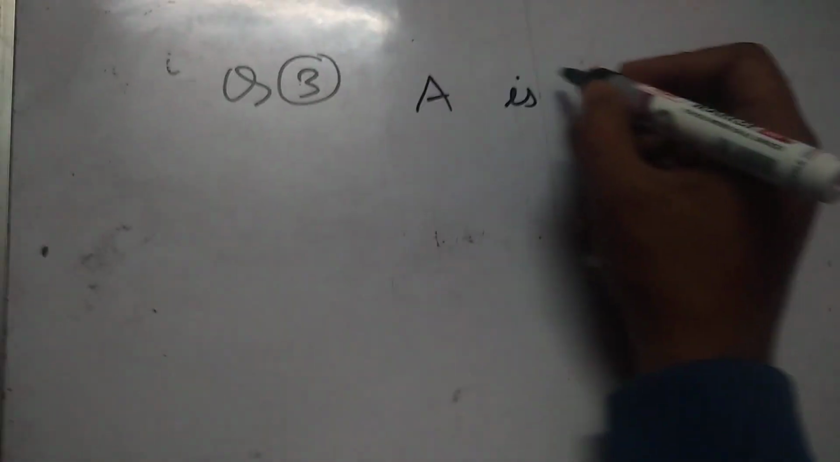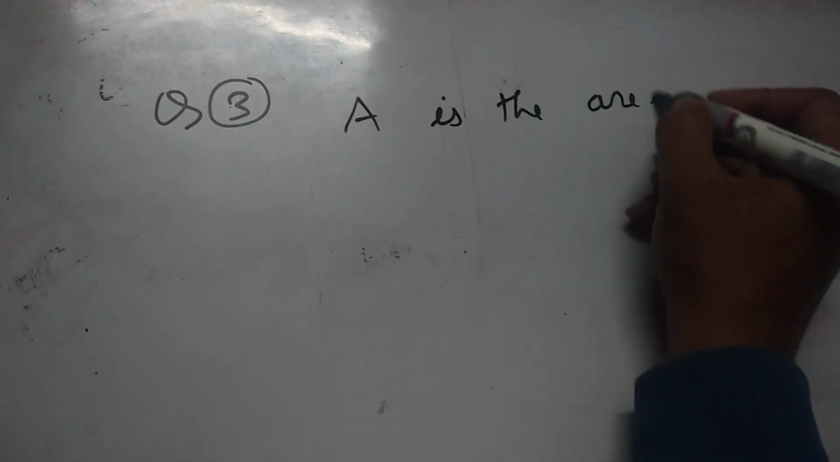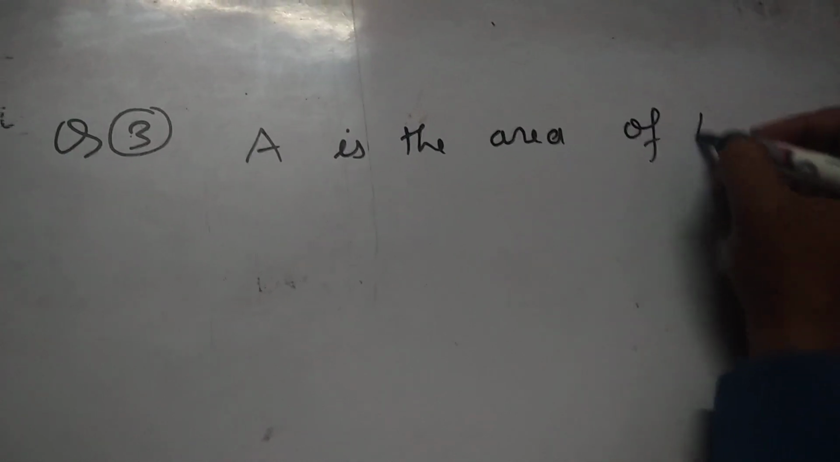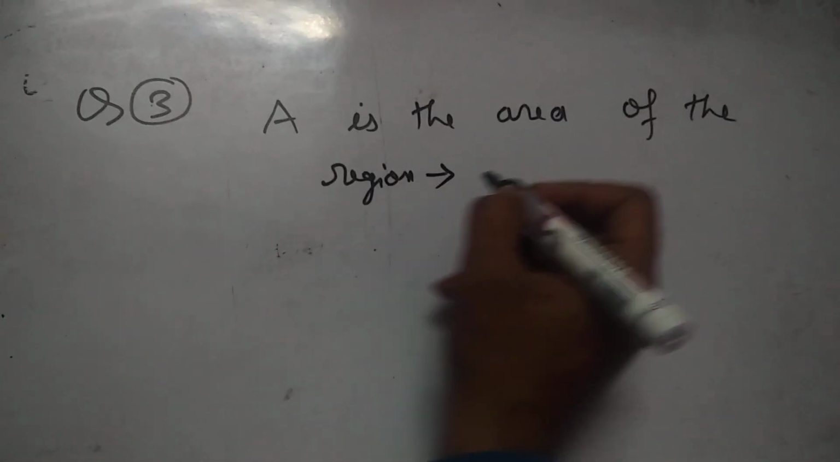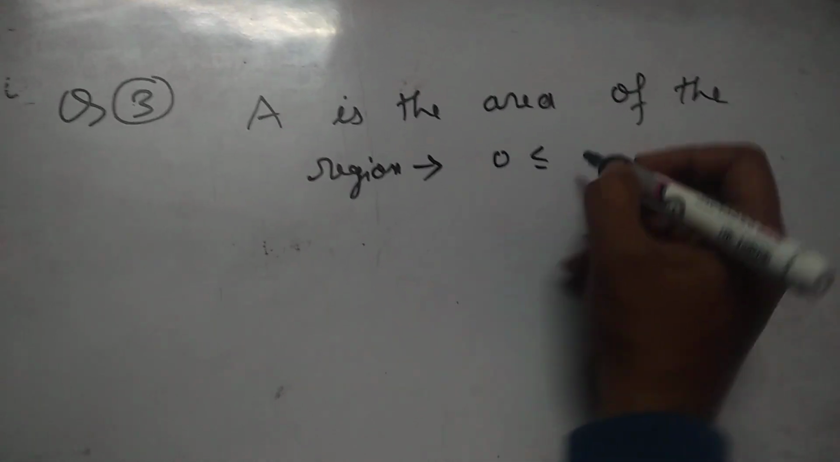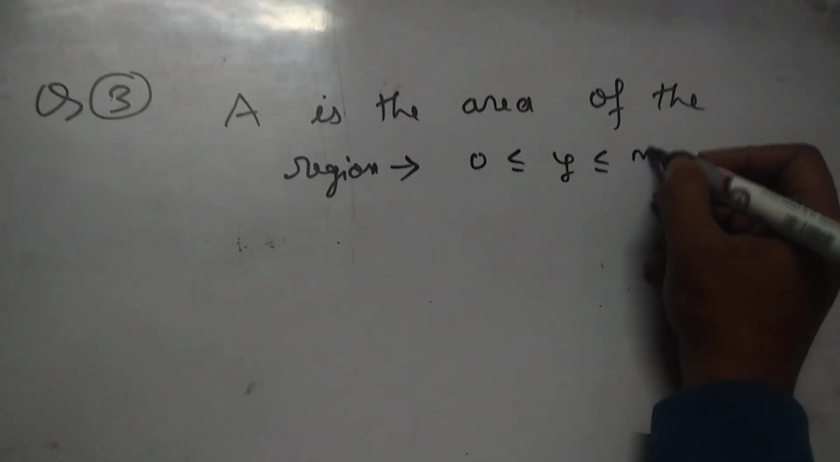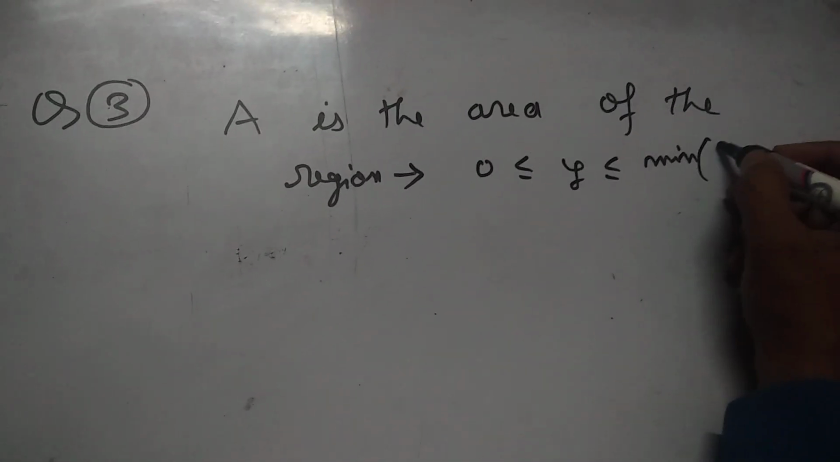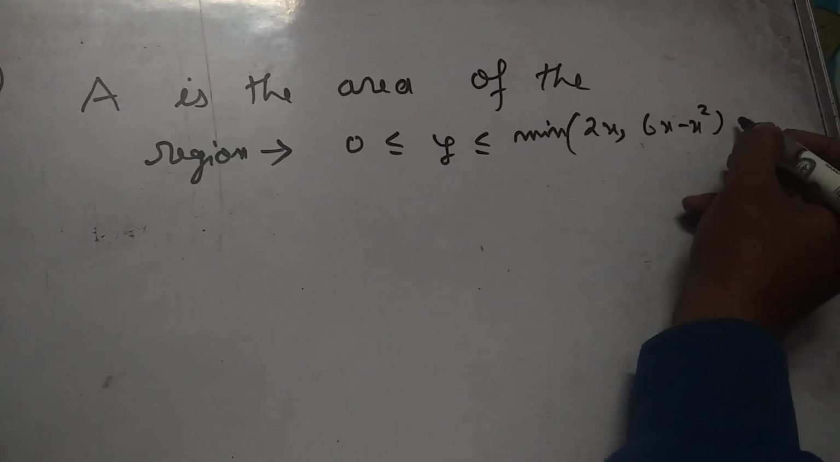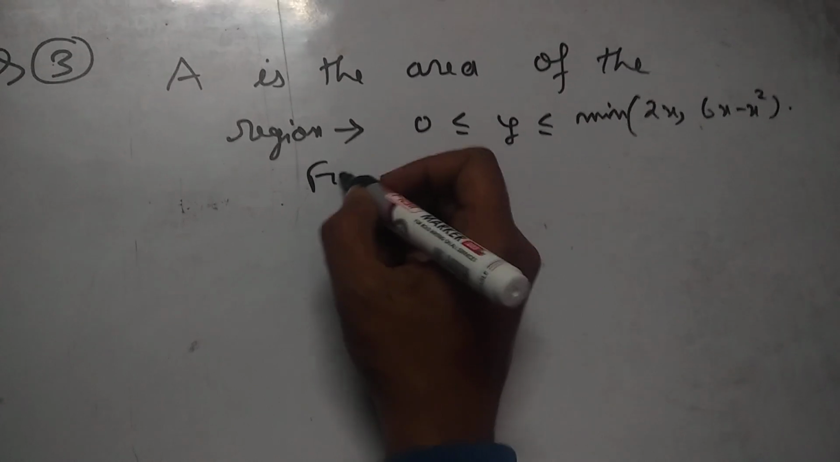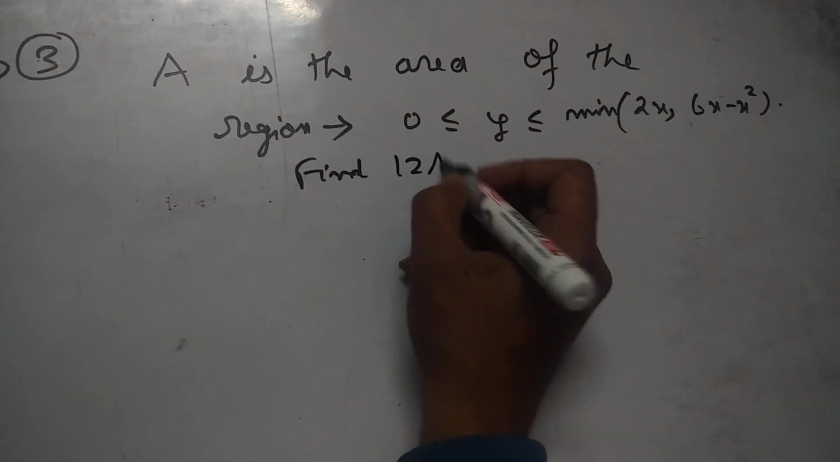A is the area of the region which is given as 0 less than or equal to y less than or equal to the minimum of 2x comma 6x minus x². Find 12A.